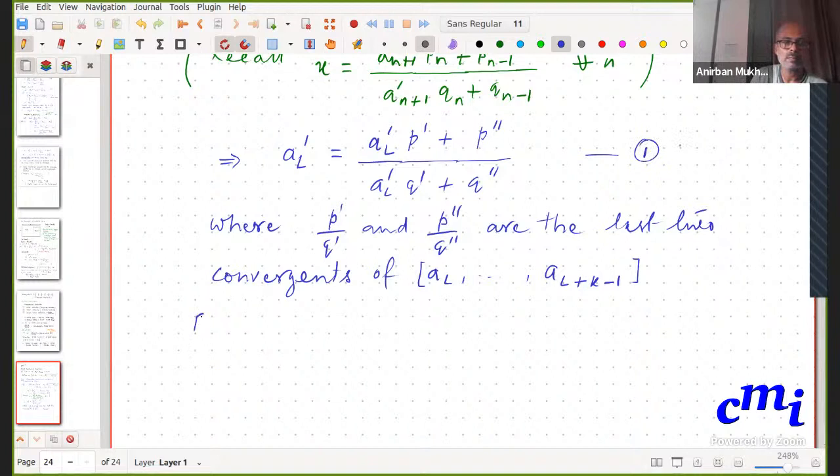So from 1, what we get is, I just change sides. So a_l dash squared Q dash plus a_l dash Q double dash is equal to a_l dash P dash.